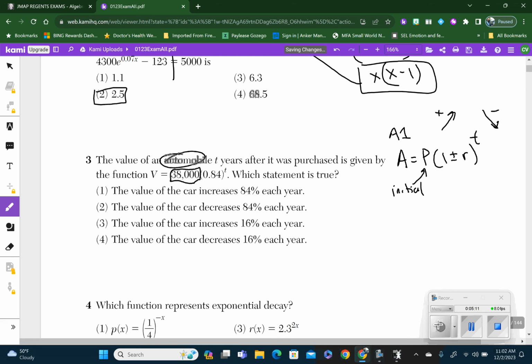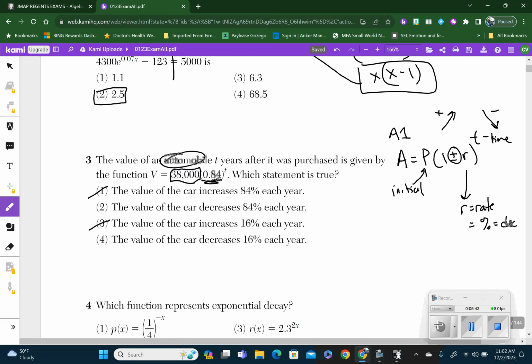And then the R is the rate as a percent. So R equals rate. It's a percent, or you could write it as a decimal. In this case, they are writing it as a decimal, and they always will. And T represents time. Okay, so that's what each of the letters mean. So now, the first thing I noticed is that we have a 1 plus or minus. Since I know that this number is smaller than 1, I know it's going to be a decrease. So anything that says increase, I can automatically get rid of.